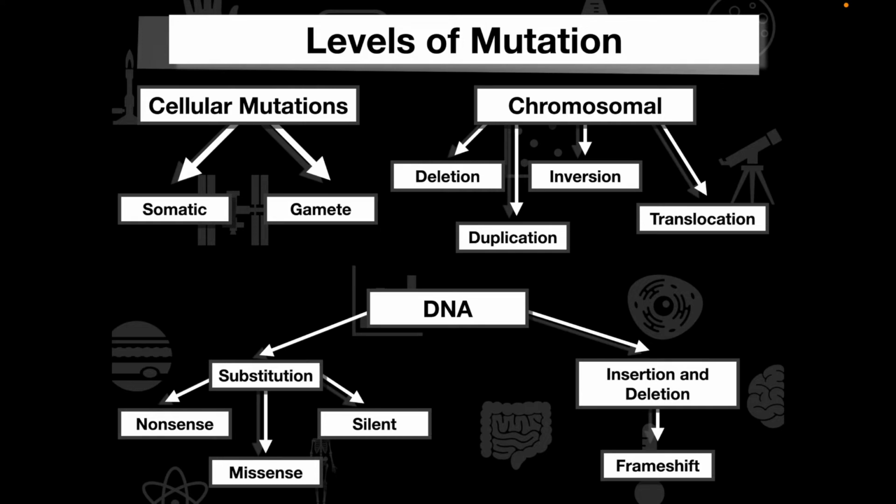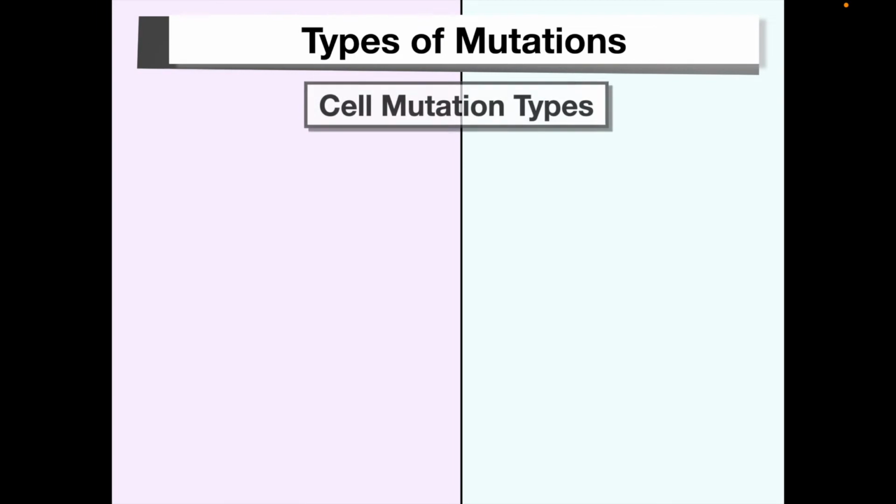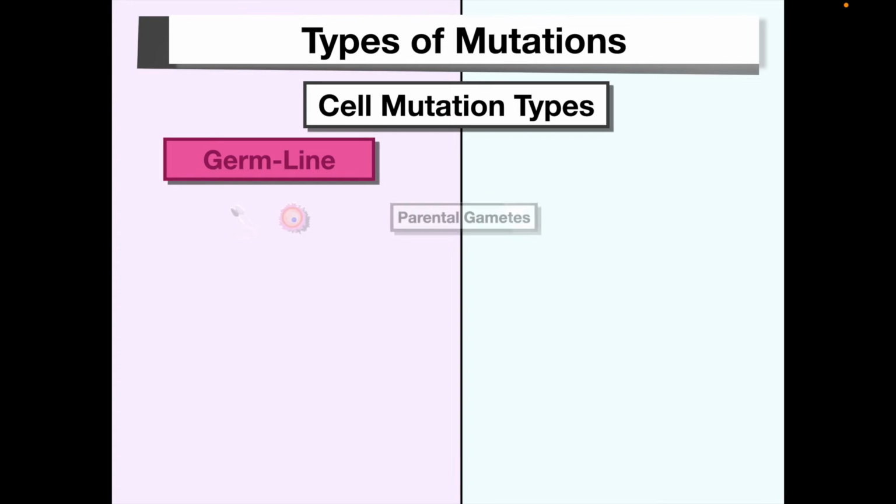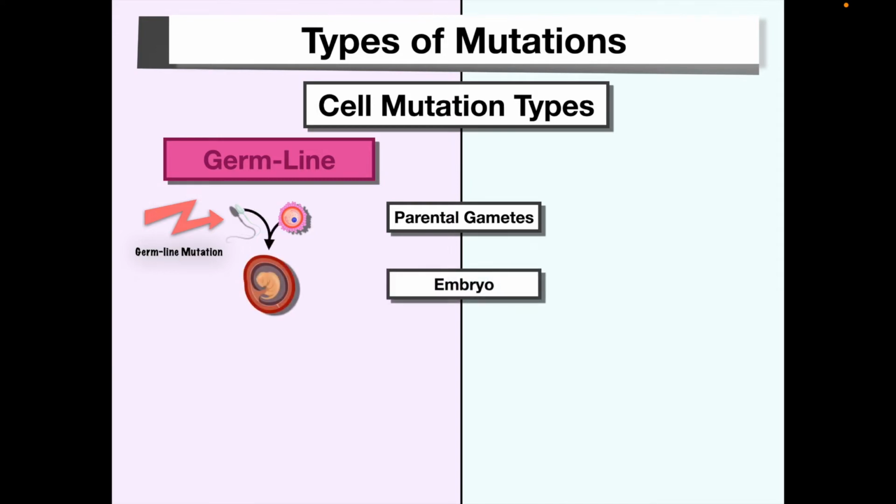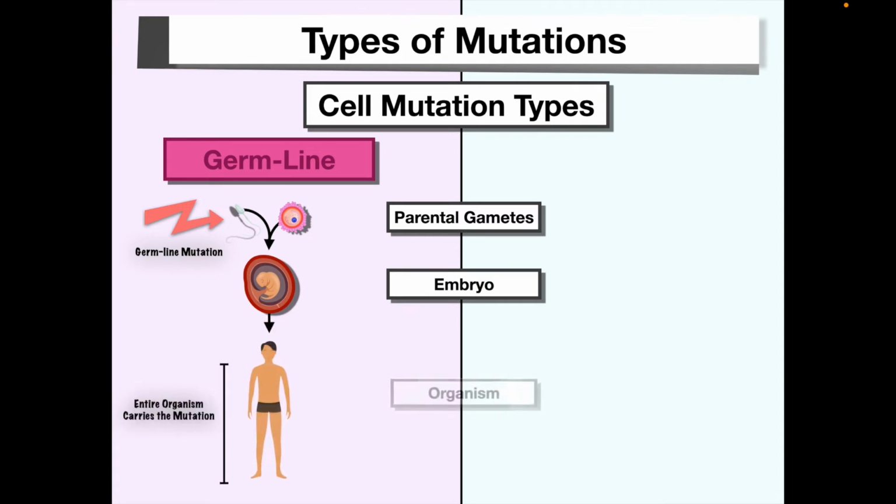So let's go through and look at cellular mutations first in this video and understand what can happen at the cellular level. So if we look at cell mutation types here, let's go through and look at if there was a mutation to occur to a germline cell. So here are parental gametes. We're going to introduce some sort of germline mutation, and these two individuals are going to go through. We're going to see fertilization occur. The embryo is going to form, and then we're later going to get our organism. Now, in germline mutations, the entire organism is going to carry the mutation amongst all the cells because it's occurred initially at the sperm or the egg cell along the germline.